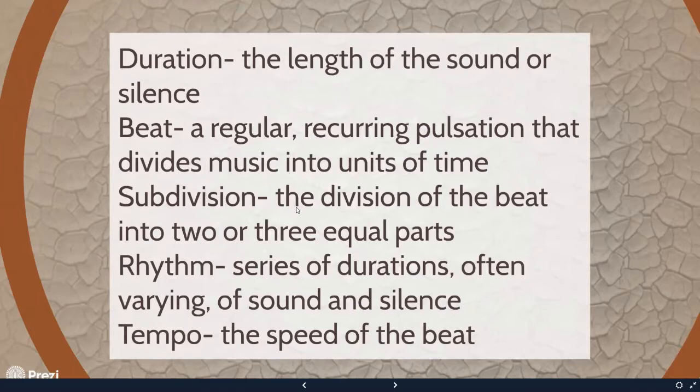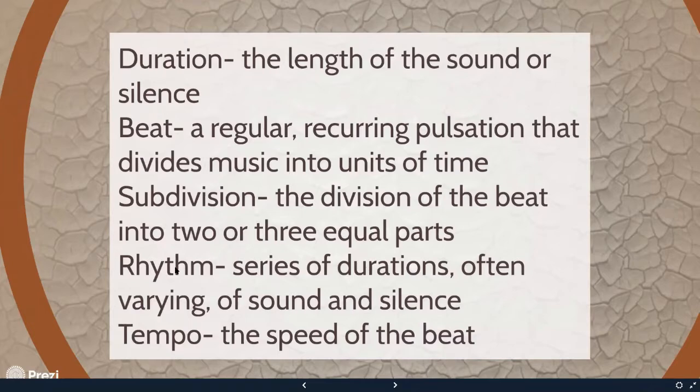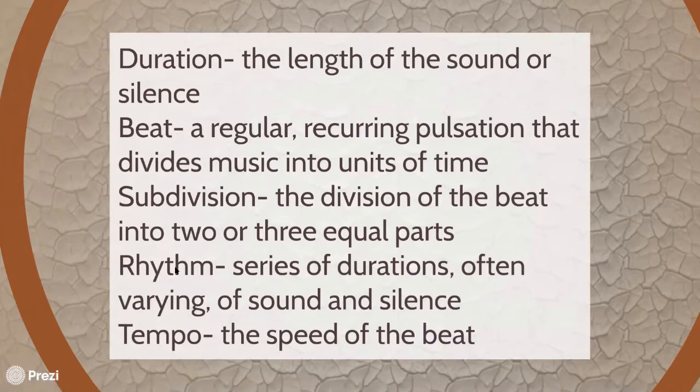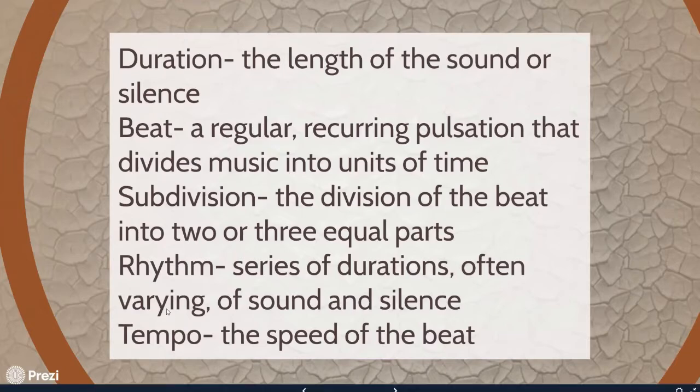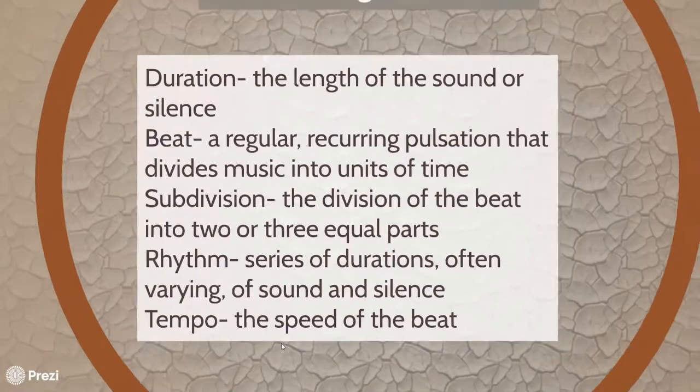Subdivision is basically the division of the beat. You have quarter notes subdivided into eighth notes, or you can subdivide a quarter note into triplets or 16th notes, and you could keep going into 2 or 3 equal parts. Rhythm is a series of durations, often varying, of sound and silence. It's these set durations of notes that sometimes repeat, and together they create a rhythm. Tempo is basically the speed of the beat, and you guys know that. Let's move on.